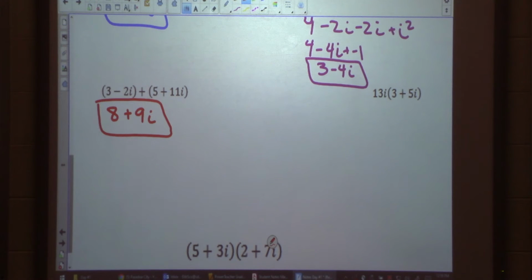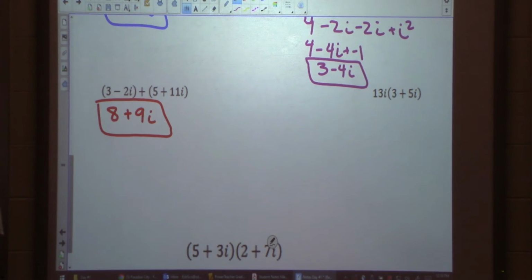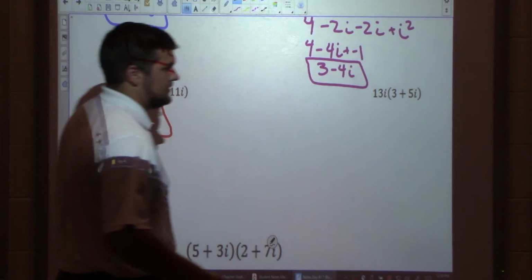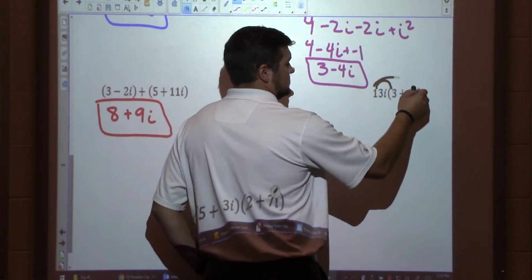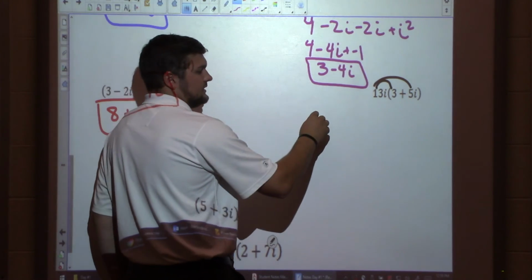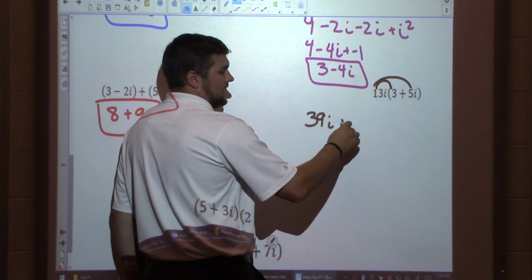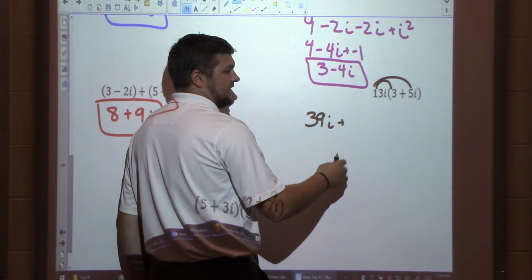That one was pretty easy. What about the next one? 13i times 3 plus 5i. What do you think I should do with that 13i? Distribute it. 13i times 3 is 39i. Plus 13i times 5i.